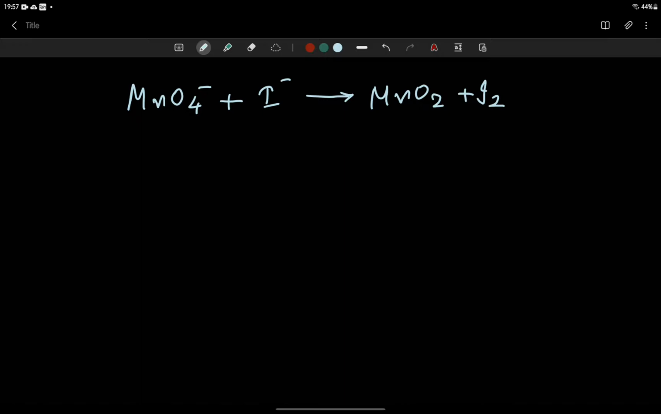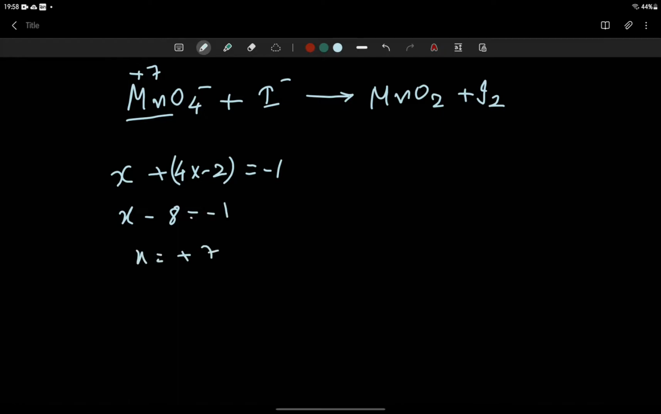In the second step, I have to assign oxidation numbers to all the atoms. In manganese, the oxidation number is +7. If you don't know how to calculate the oxidation number, find it using the conventional method. Let the oxidation number of Mn be x, plus in oxygen, in most compounds the oxidation number is -2, so 4 into -2, which is equal to -8, and the total charge is -1. So the answer would be +7, right? This is how you can calculate.